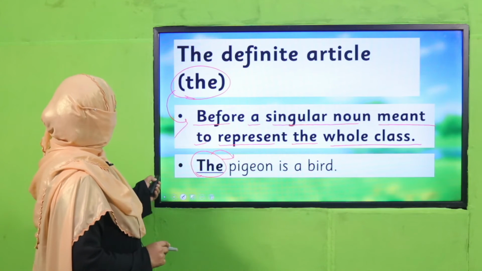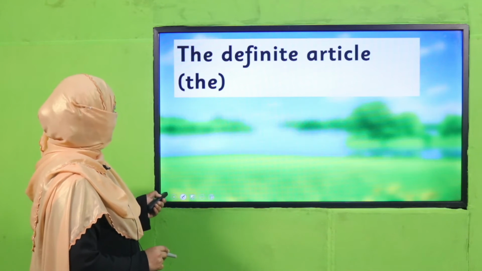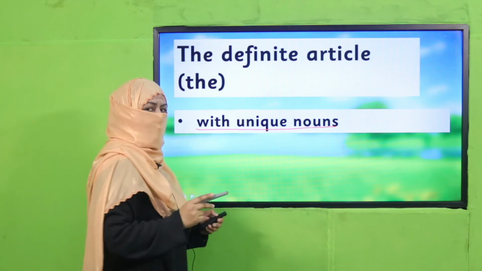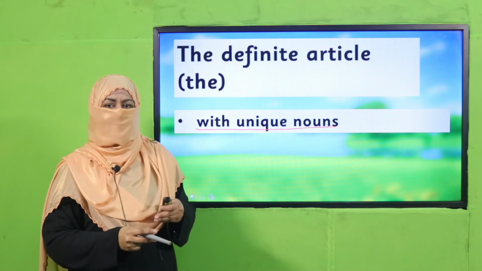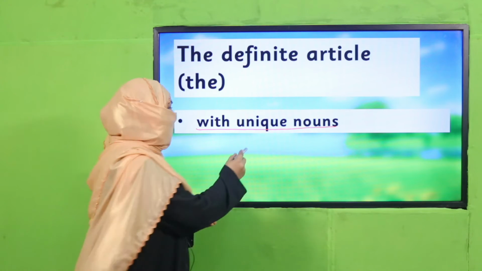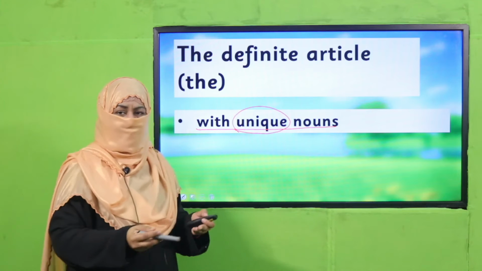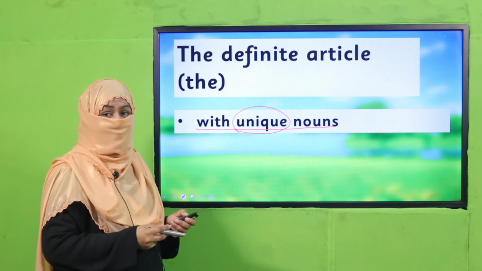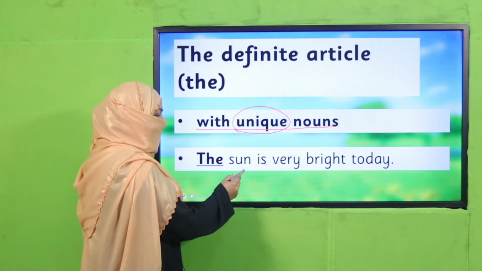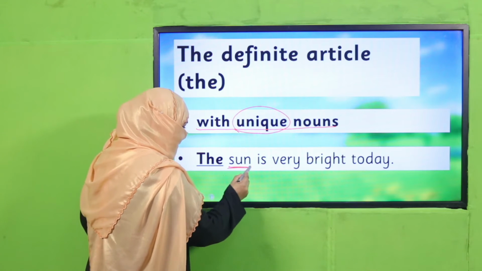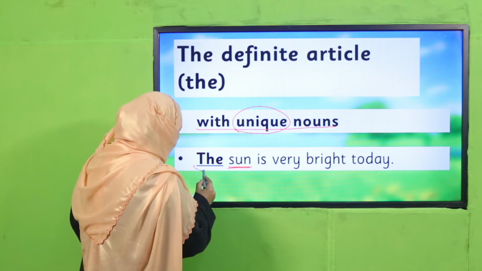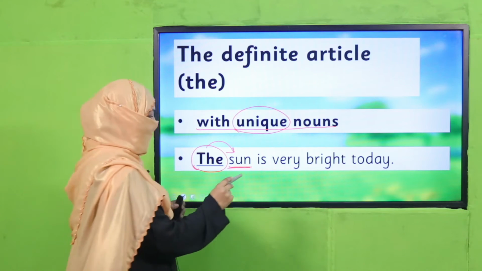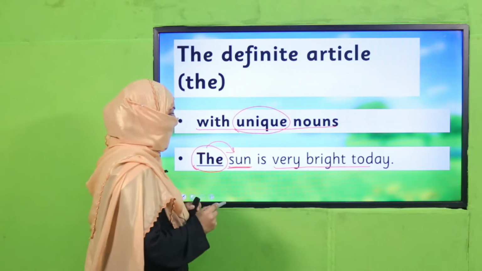Okay. The next rule of using the is with a unique noun. As I told you, it makes a noun specific, a particular one. A noun which is already unique, meaning different, and a unique one, we particularize it by using the. For example, the sun is bright. Now there is one sun in our solar system, we know. So the sun means the one and only sun we are talking about. It's very bright today. All right.